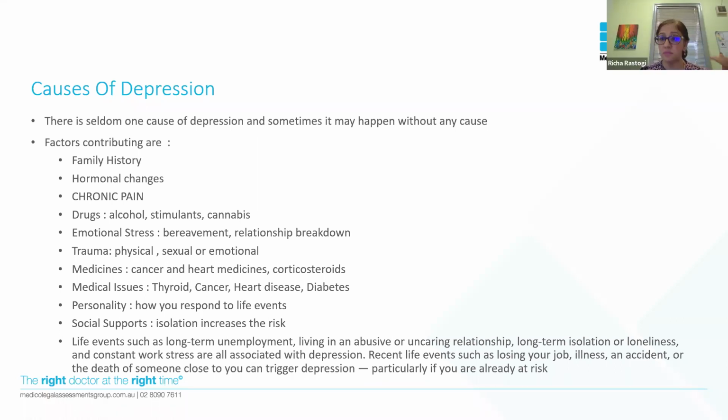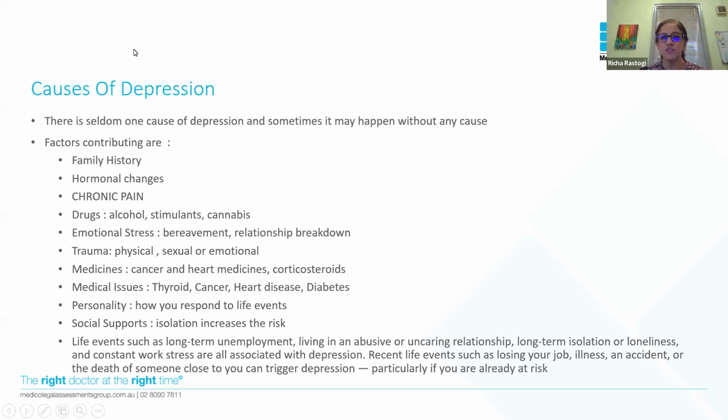Again, this is something to keep in mind when you're assessing someone with depression, like a family history. If there is a strong family history, if there's one parent who's got that, the chance of you having depression is 30%. If two parents have it, the chance of you getting depression is about 50 to 60%. So there's a very strong genetic predisposition to depression and anxiety.